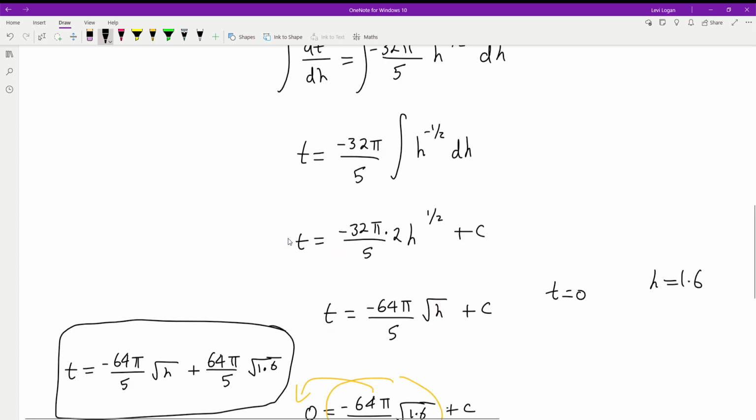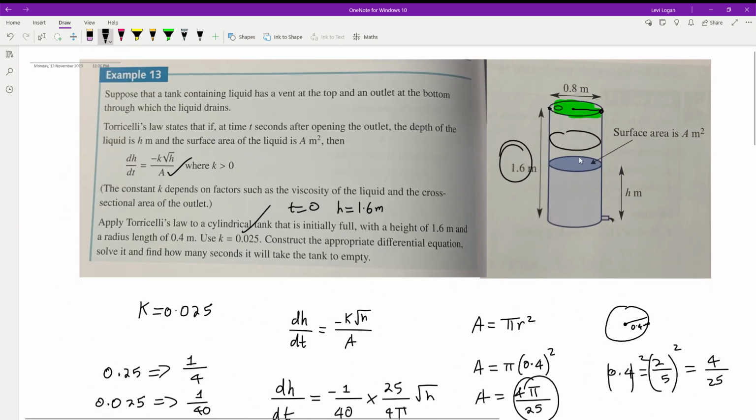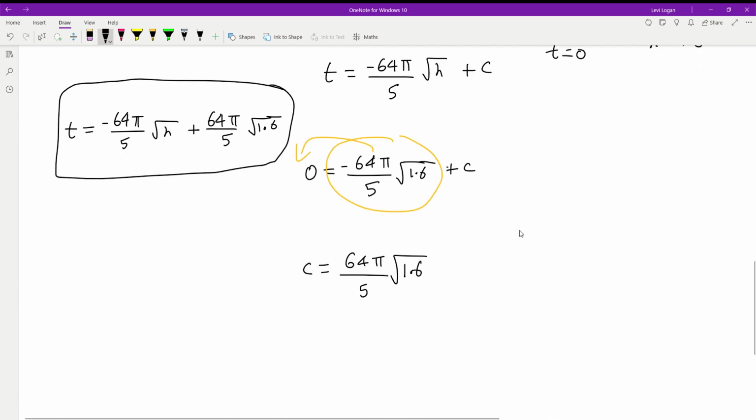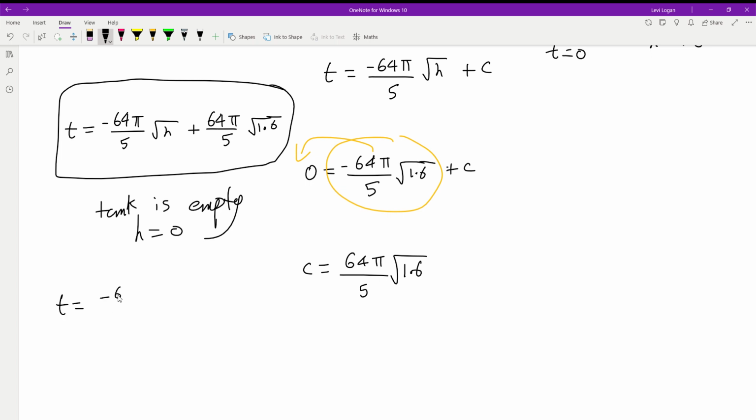Okay, so this is our entire equation here. If you want to work out how many seconds it takes to empty the tank, we need to think about this. When it's empty, that means this h here is going to be 0. So all we've got to do is plug in h equals 0. So when the tank is empty, h equals 0, and t equals negative 64 pi on 5 square root of 0 plus 64 pi on 5 square root of 1.6. Alright, so that term's gone. So t is going to be whatever this number is.